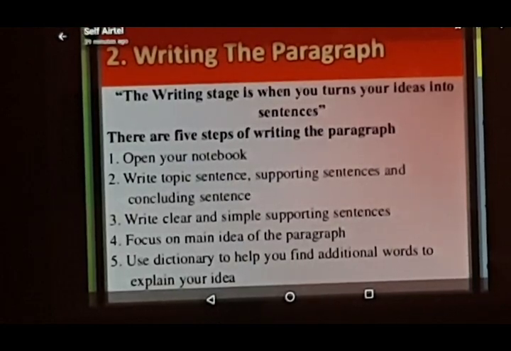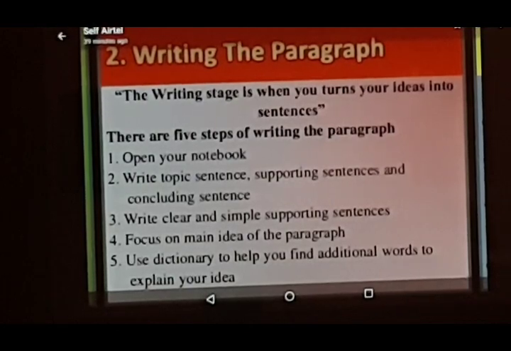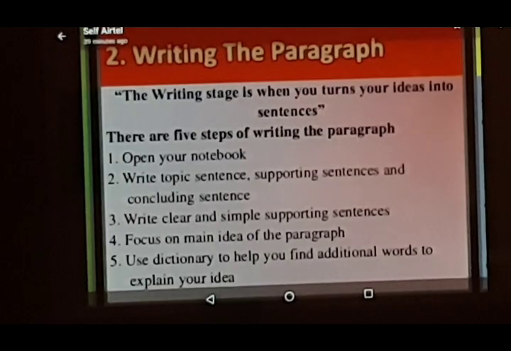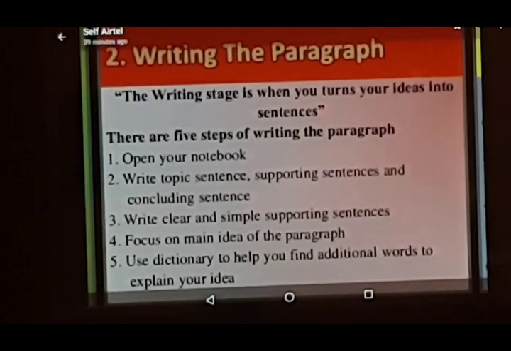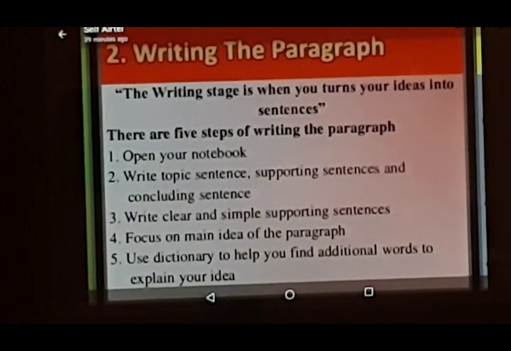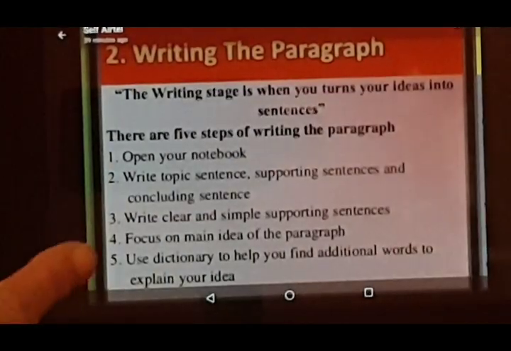Open your notebook. Now you open your notebook or paper, wherever you are going to write it. Write the topic sentence, first the beginning, the introduction, then supporting sentences and concluding sentences. So just write them down. Don't worry about the sequence. First write them down, then see whether you have written them correctly. Then you can put them in proper sequence.